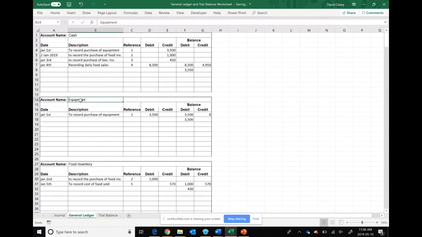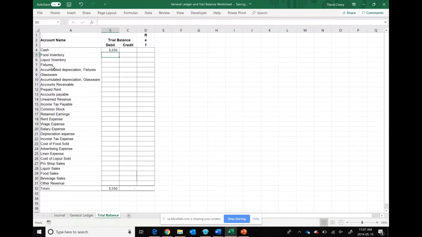We go back to our ledger. We go to our next account, which is equipment. It has a debit balance of 3,500. So we go to our trial balance, go to equipment. Here we go. Equipment had a debit balance of 3,500. There we go.